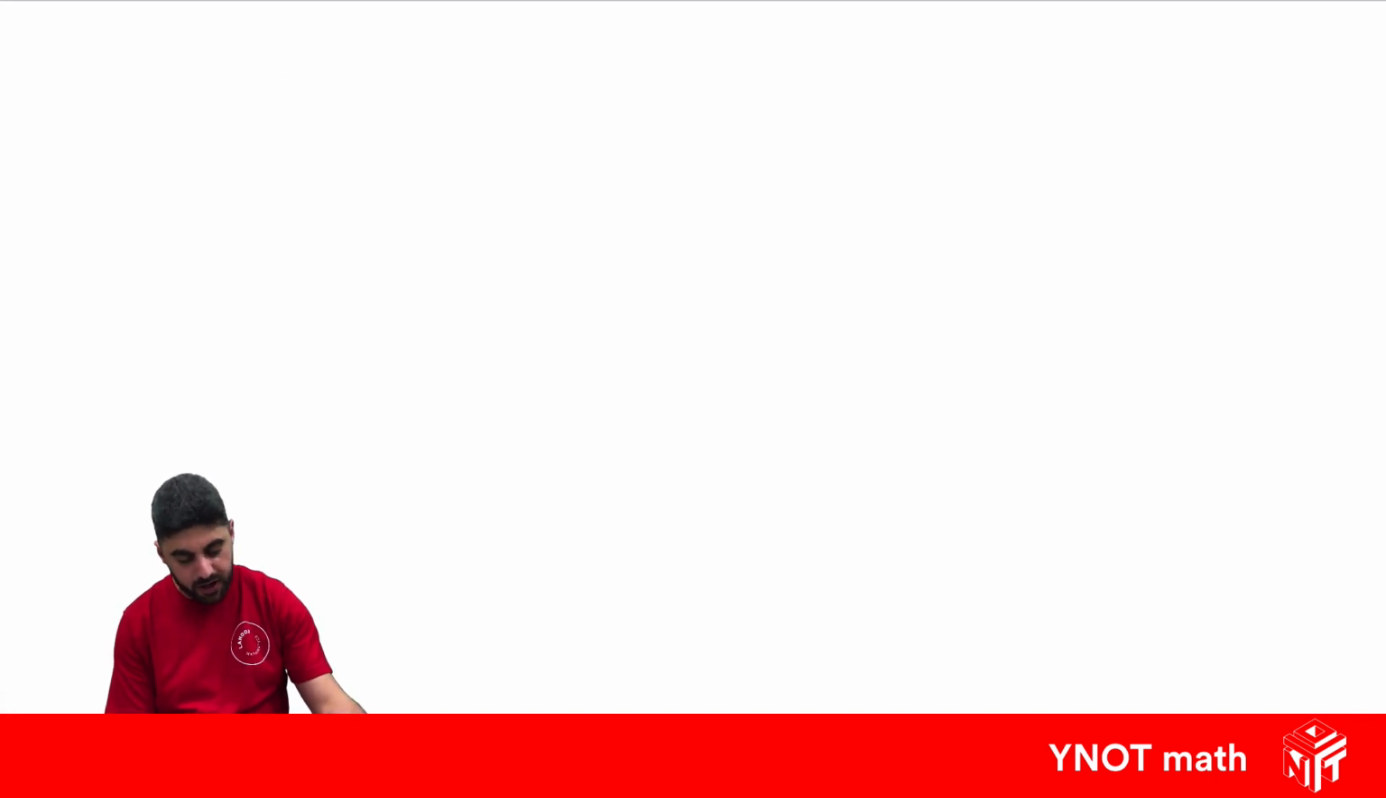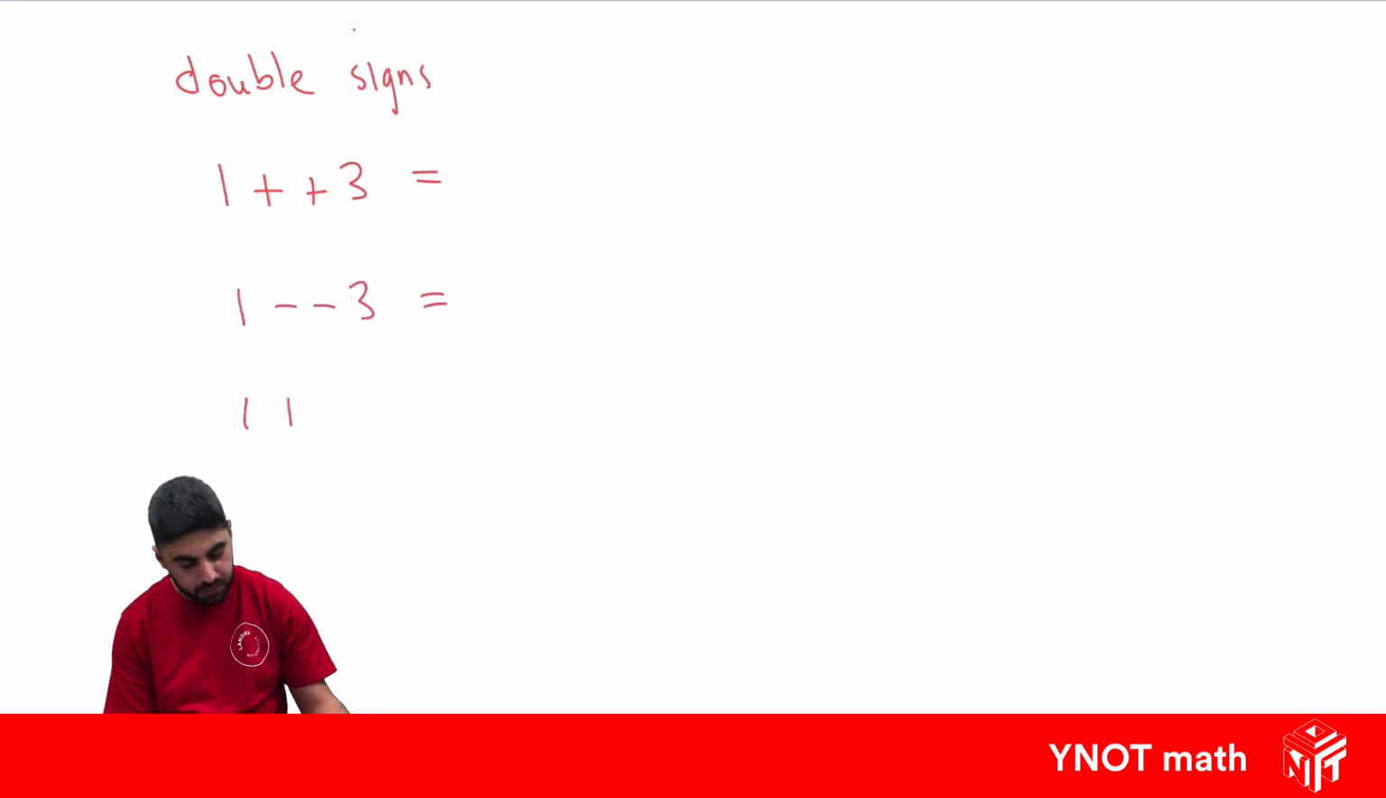When we're adding and subtracting integers, sometimes we have double signs. And what that means is we might get something that looks like this. 1 plus 3. Or 1 minus minus 3. Or 1 plus minus 3. Or 1 minus plus 3.